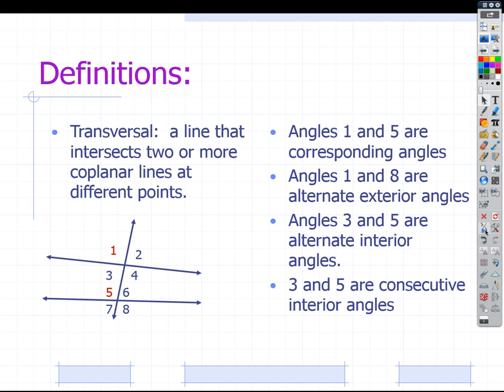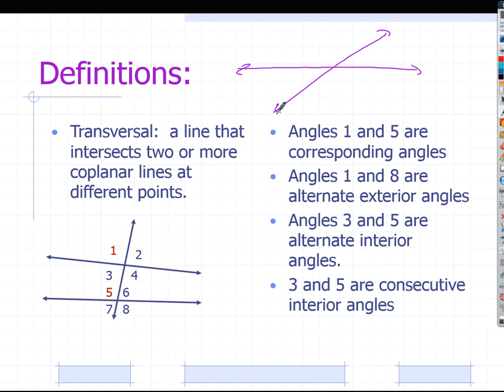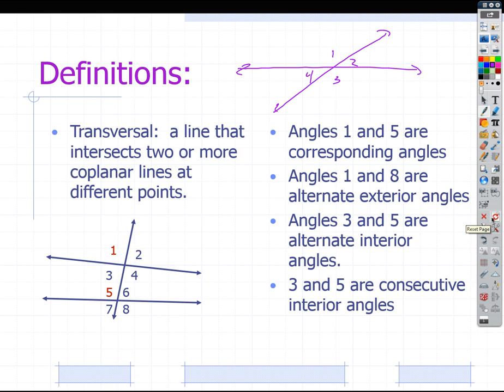So if we have a situation where we have two lines that are cut by a transversal, would you agree that every time two lines intersect, how many angles are formed? Four. Every time, right? I'm going to get four angles. 1, 2, 3, 4, right? So if a transversal intersects two lines, how many angles are going to be created? 8. Very good.